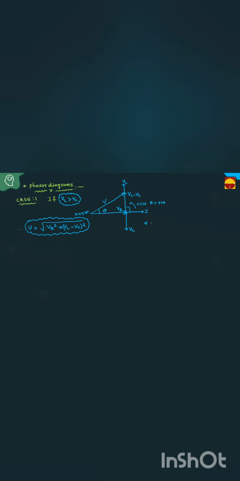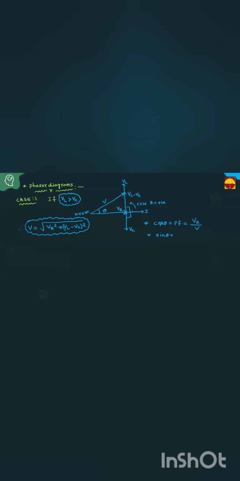Then from this, how do we define cos theta, students? Cos theta is the power factor. I am writing the power factor formula in terms of voltages: VR by V. Then what is sin theta? How do we write it from this triangle?